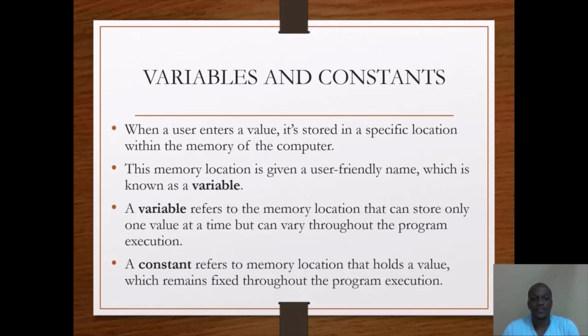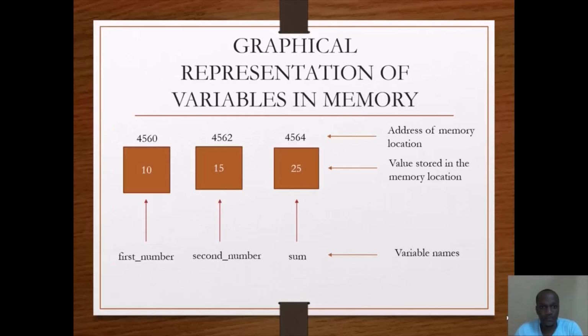A constant, on the other hand, is also a memory location that holds a value. But the difference between a constant and a variable is that with a variable, you could change the value, but with a constant, you cannot change the value throughout the program execution.